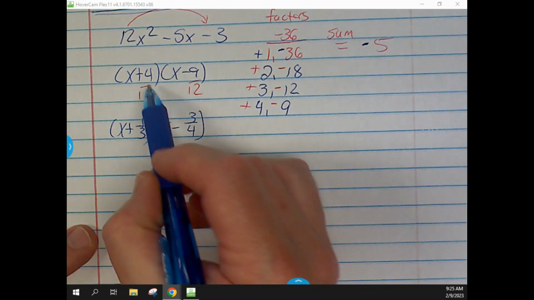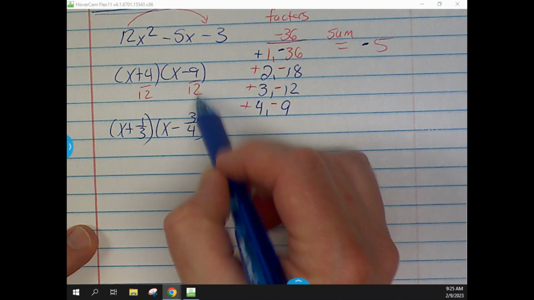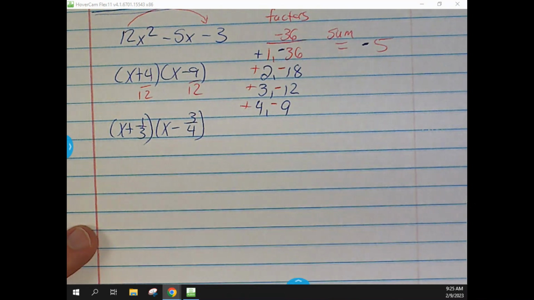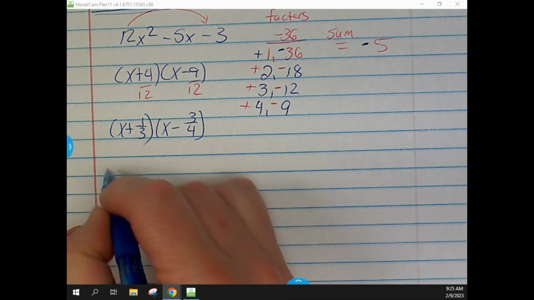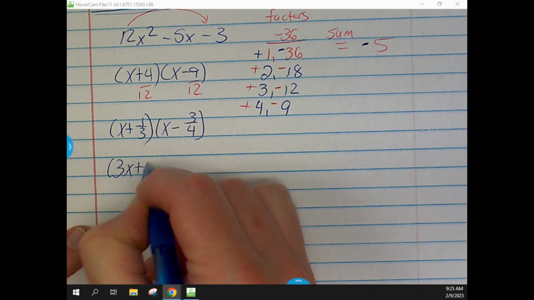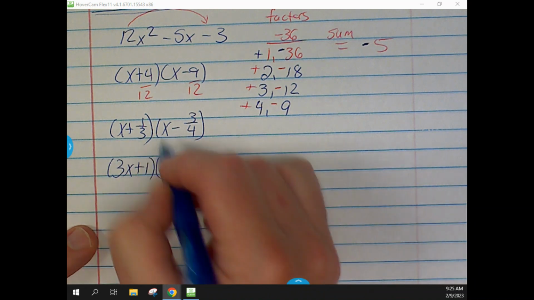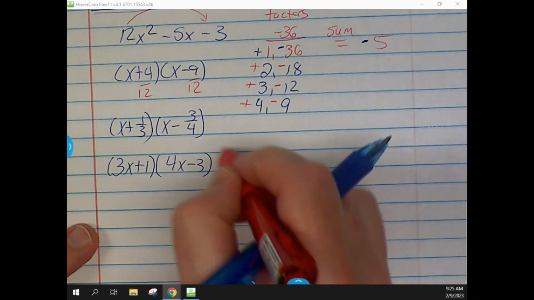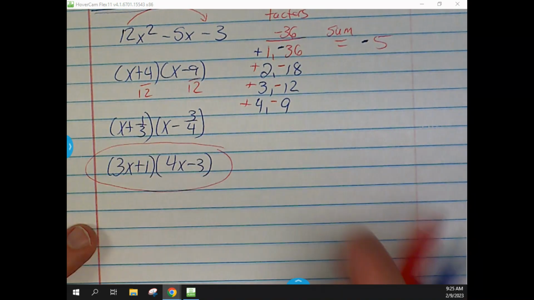Because 4/12, we can divide them both by 4. 9/12, we can divide them both by 3. And so now we've got two fractions. We've simplified it down as much as we possibly can. And now we've got to do bottoms up on both of them. So we're going to pull the 3 up in front of the x to make it 3x plus 1. We're going to pull the 4 up in front of the x to make it 4x minus 3. And that's what we're looking for right there.